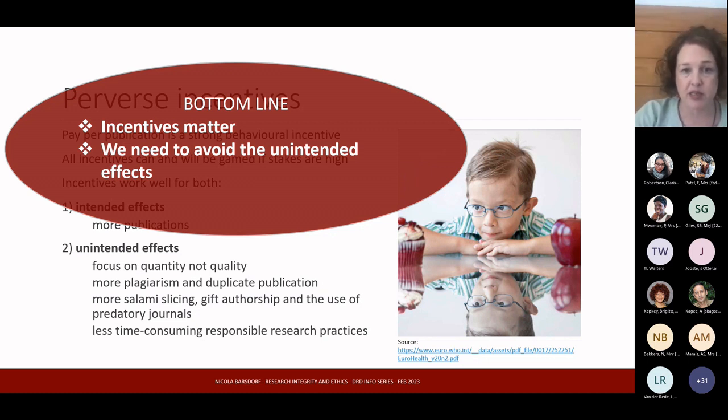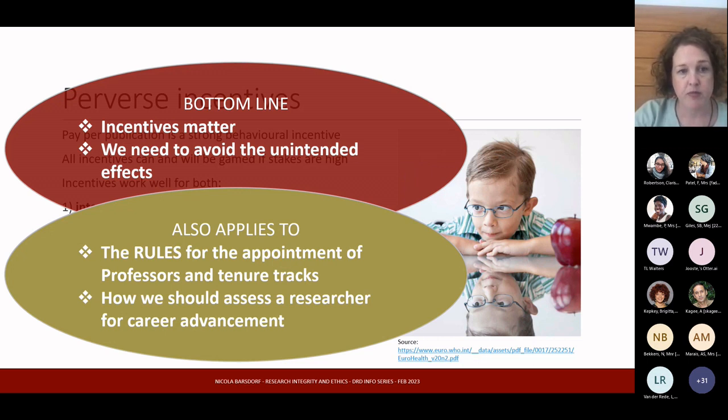How we do that, no one has quite figured out yet, but we heard in Lex Boter's lecture last week a strong motivation to get rid of this incentive system because it is shown in the evidence to drive irresponsible research behavior. These incentives also apply to the rules for the appointment of professors and tenure tracks. So they bring to the fore this question of how do we assess a researcher? How should we assess a researcher for career advancement? And should it only be based on the numbers, or should we be using some other more qualitative assessment of quality and contribution?